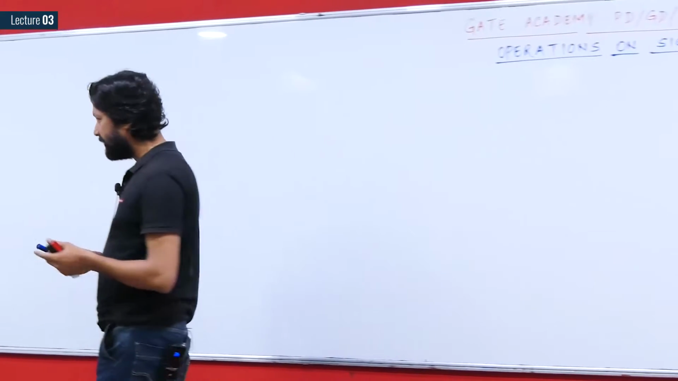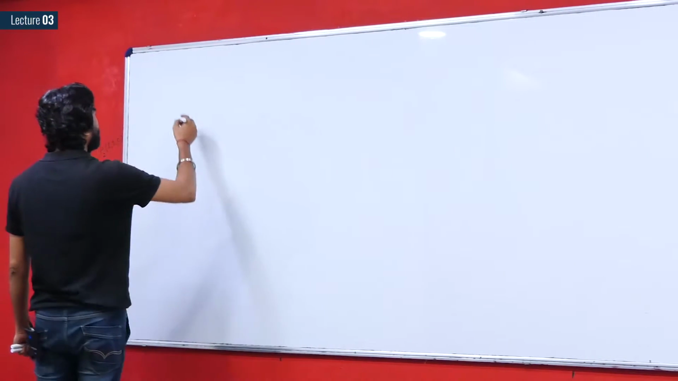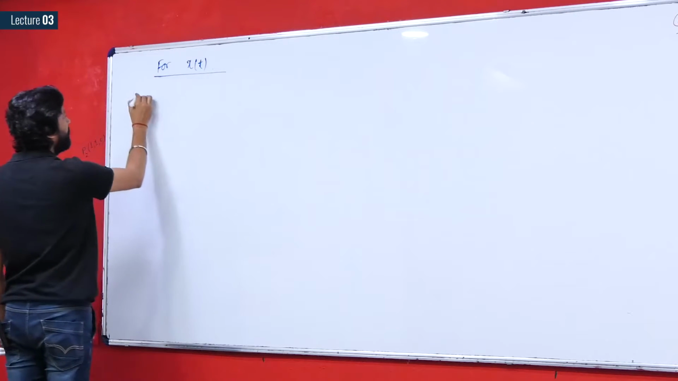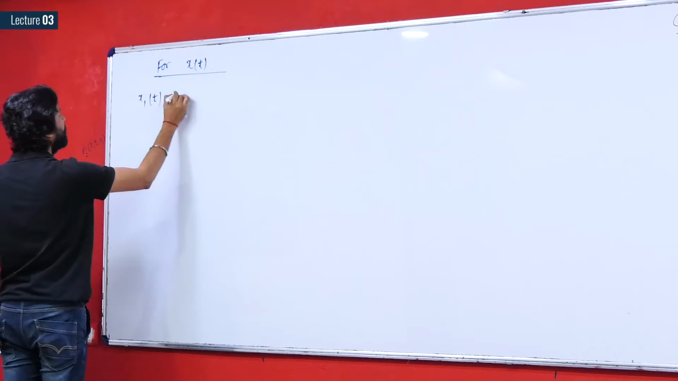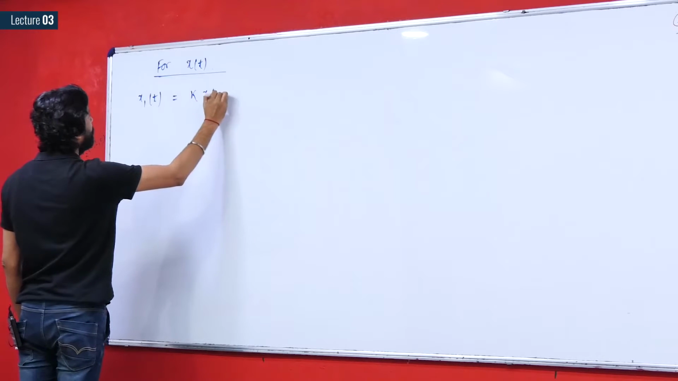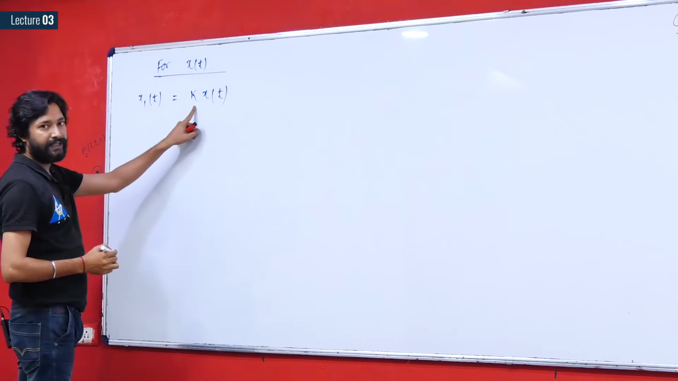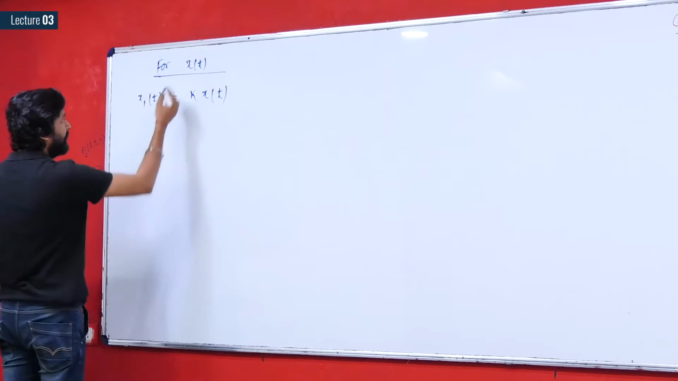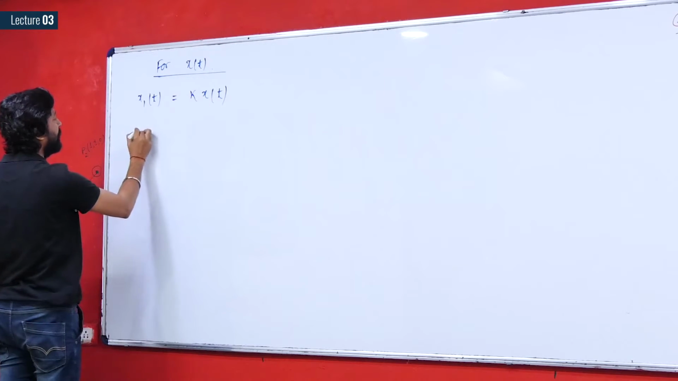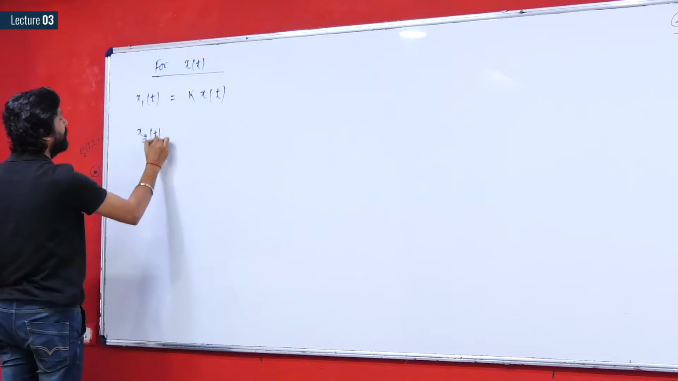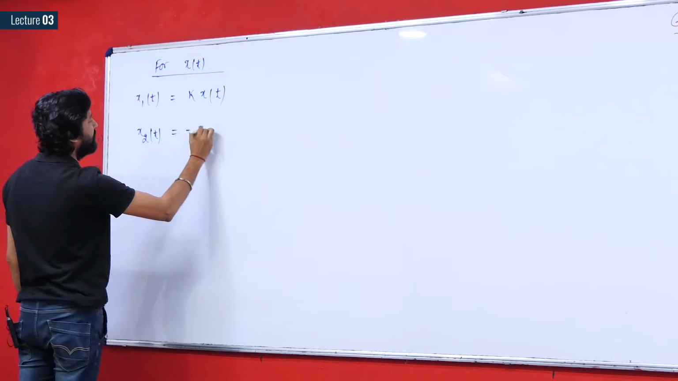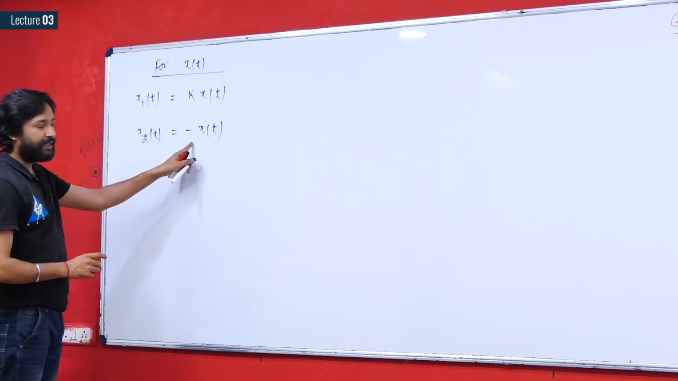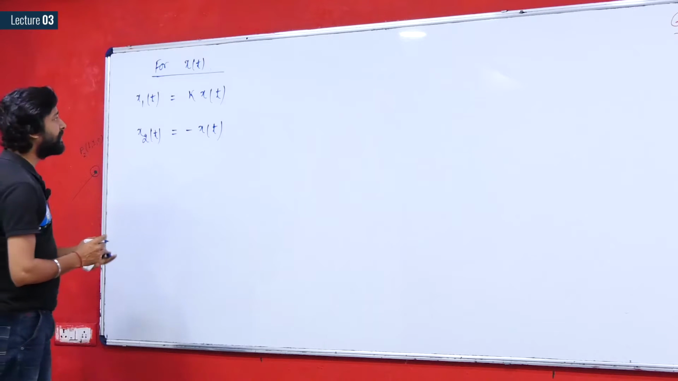So what we have seen yet, for any given signal x of t, we have found first signal x1 of t, that is the amplitude scaled version of x of t, which is k times x of t. This operation you have named as amplitude scaling. Then you have seen another operation, where the signal you obtain is x2 of t, which you named amplitude reversal operation, that is minus of x of t. So these two operations we have discussed.